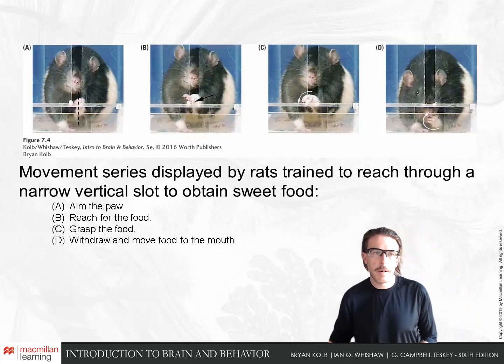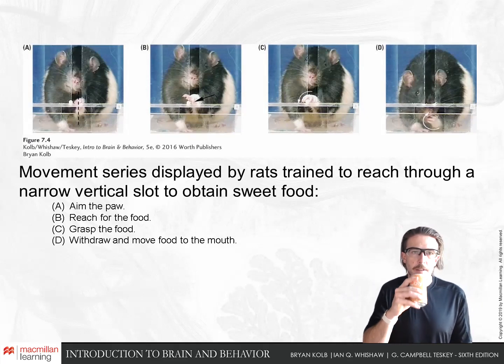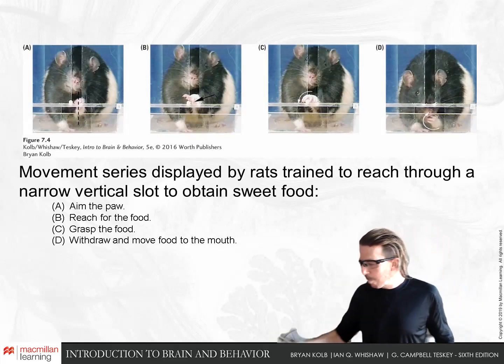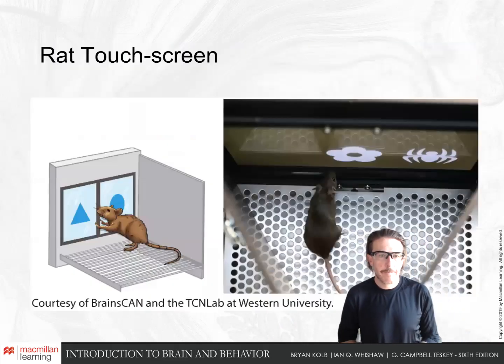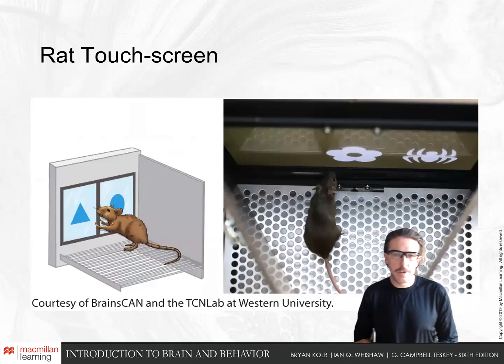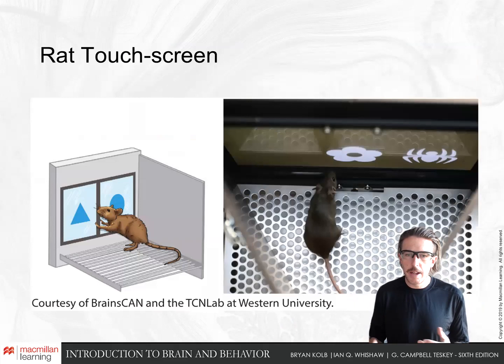This also shows how dexterous even a small animal like a rat can be if we zoom in space and time. The textbook even shows this new technology of rat touch screens that can be used to create learning tasks for rats that can be very similar to those used in human research.